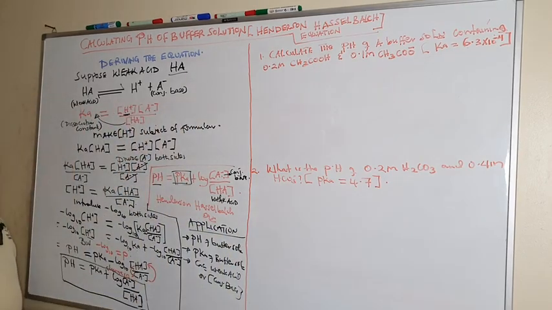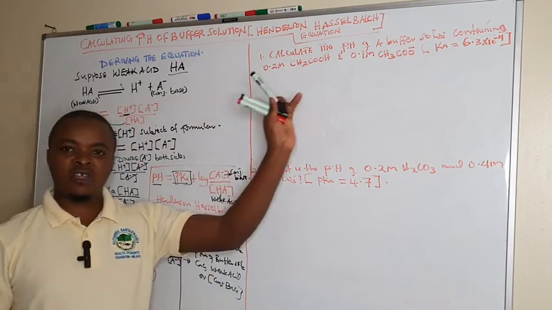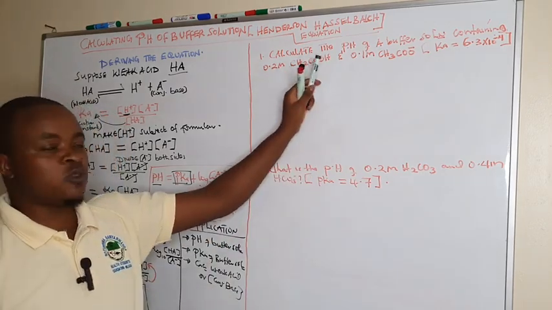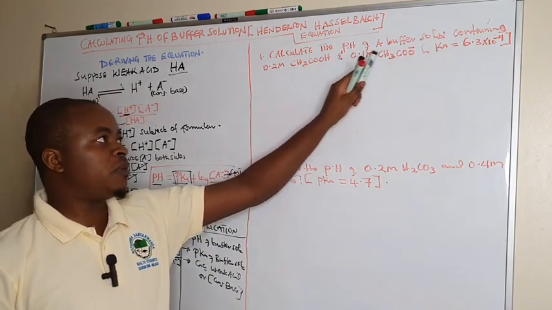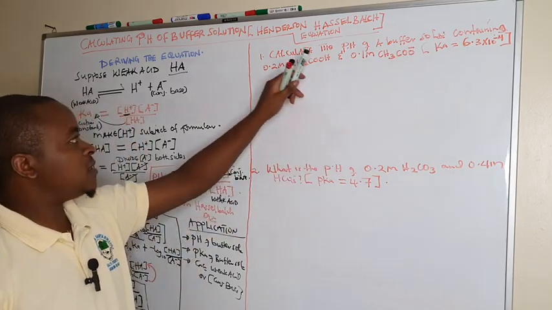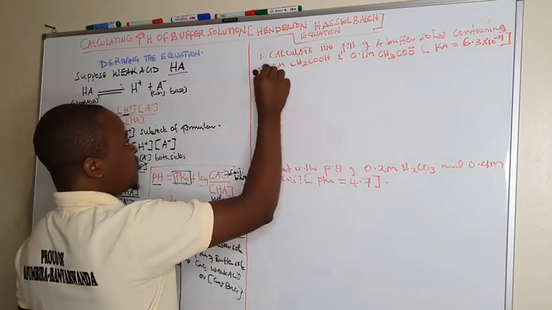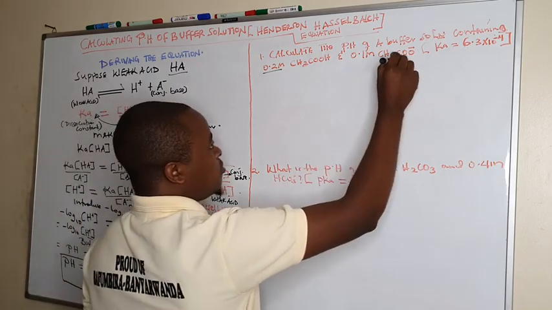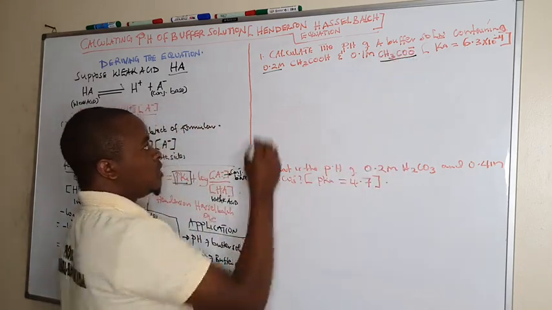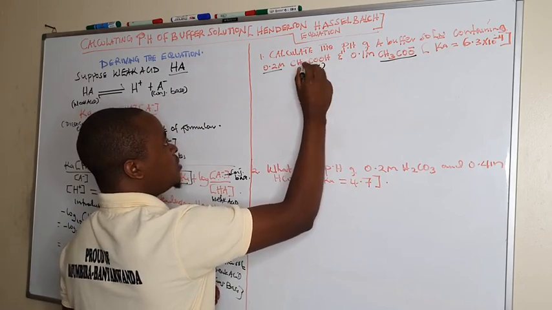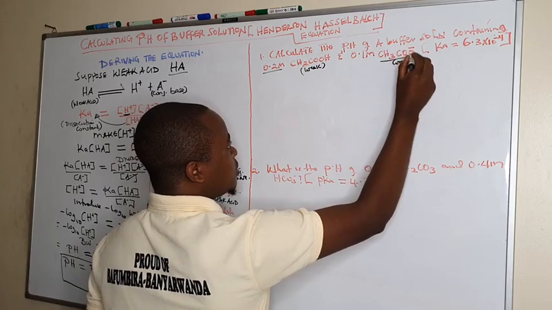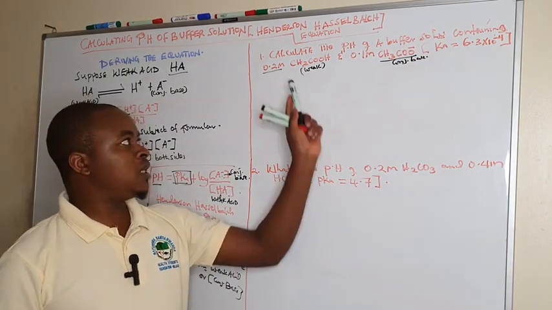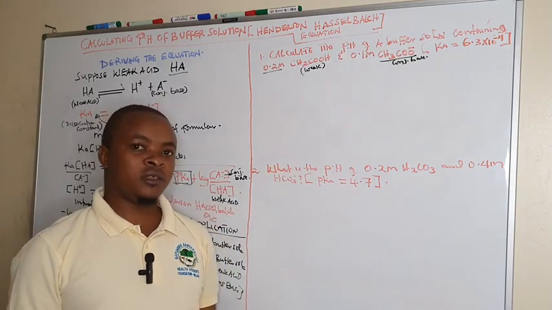So after deriving the formula, we are going to see how we can apply it in calculating the pH of buffer solutions. Here we are given an example to calculate the pH of a buffer solution which contains 0.2 molar acetic acid and 0.1 molar acetate. So this one is going to be the weak acid, this is the conjugate base. The first thing to determine in the question is to know which one is the weak acid and which one is the conjugate base.